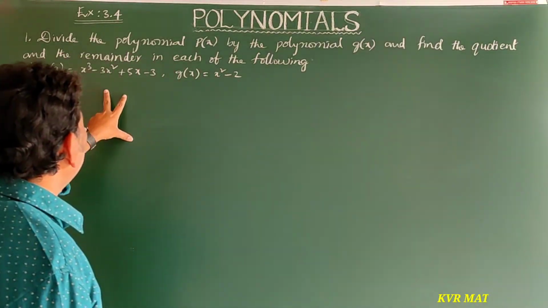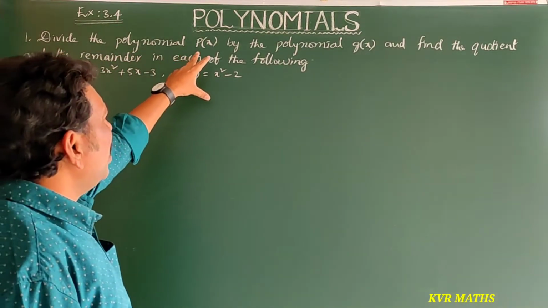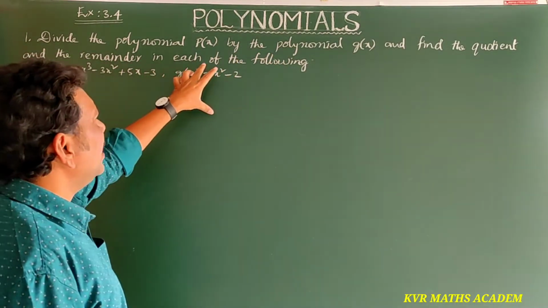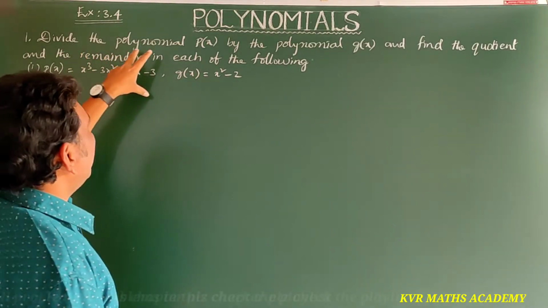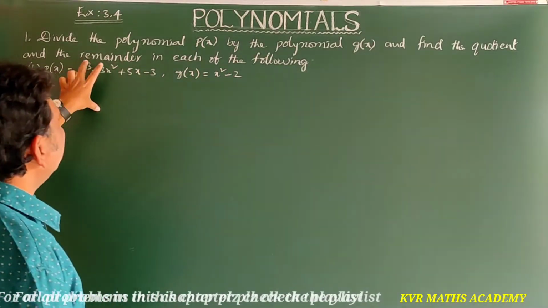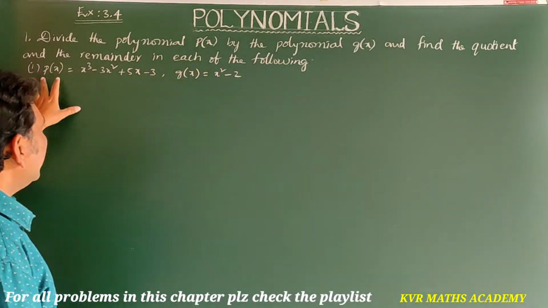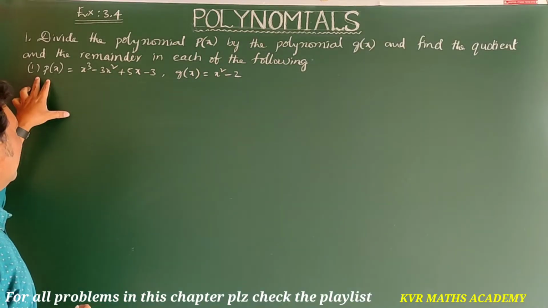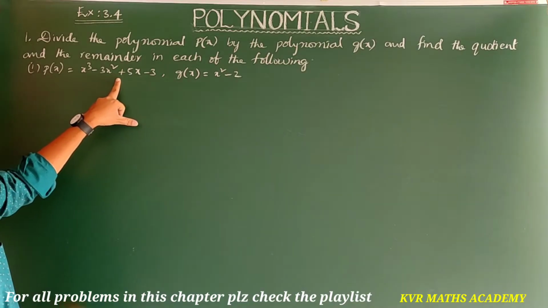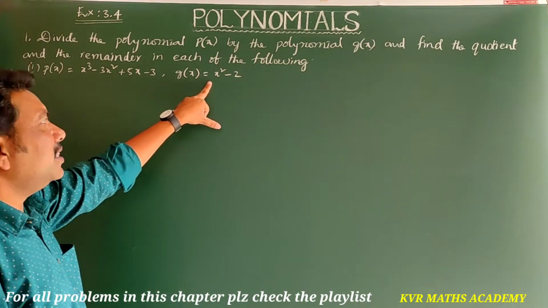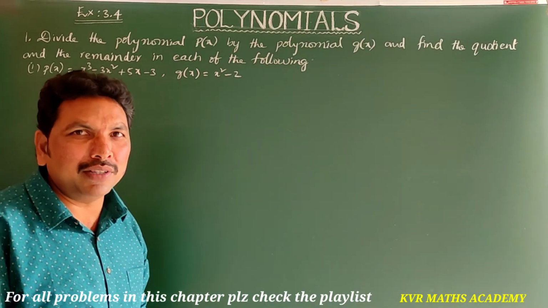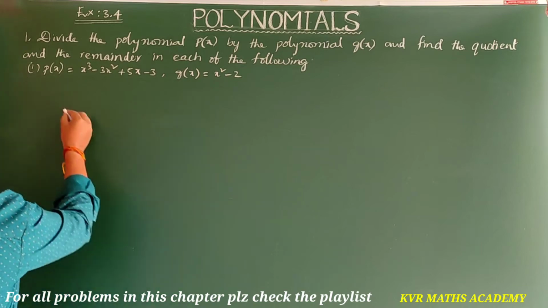See, this is the first question. Divide the polynomial p of x by the polynomial g of x and find the quotient and the remainder in each of the following. Here three cases have been given. I have taken the first case: p of x is equal to x cube minus 3x square plus 5x minus 3, g of x is equal to x square minus 2. After that, I will explain the remaining two also.